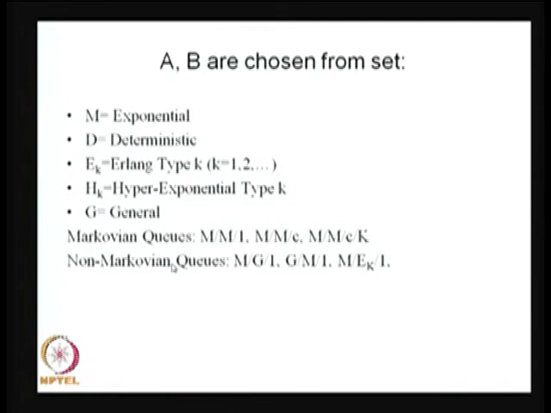Whereas in non-Markovian queues, either the service time or the inter-arrival time can be a non-exponential distribution. By default you can use the letter G for general distribution. So whenever G comes in the first place or the second place, we say it is a non-Markovian queue, and if the fourth letter is missing, that means it is an infinite capacity system.